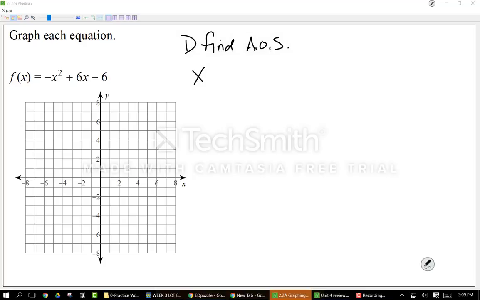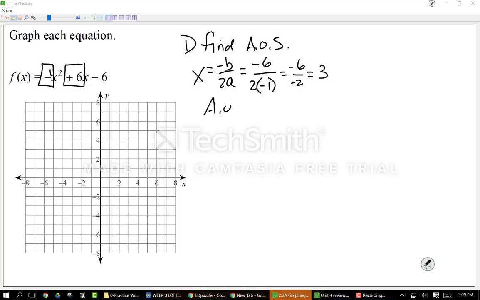How do I do that? X equals negative b over 2a. Negative b just stands for opposite. So our b is positive 6. So the opposite of it is negative 6 divided by 2 times our a value, which is negative 1. So I get negative 6 over negative 2 is equal to positive 3. So AOS is x equals 3. So again, I have my dotted line going down x equals 3.